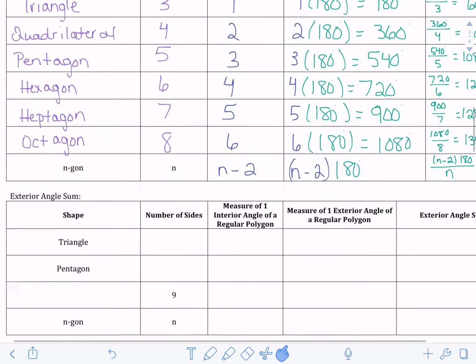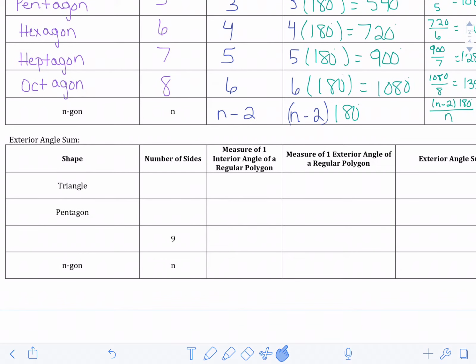Okay, now we're going to look at the exterior. So let's go back over here. Triangle has 3 sides. Pentagon has 5 sides. If it's n, that is a nonagon. And again, we have n for n-gon. And n can be any number like 13, 14, 15, and so on.